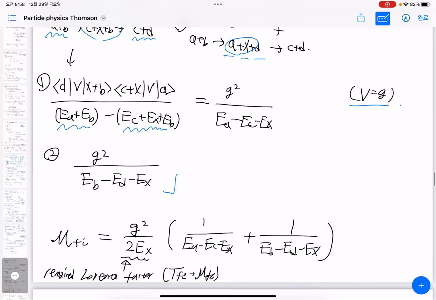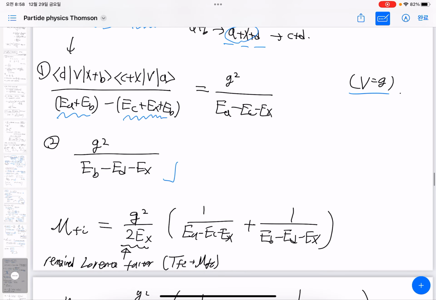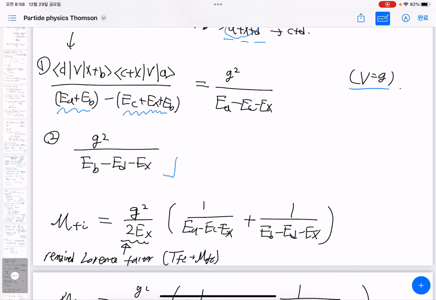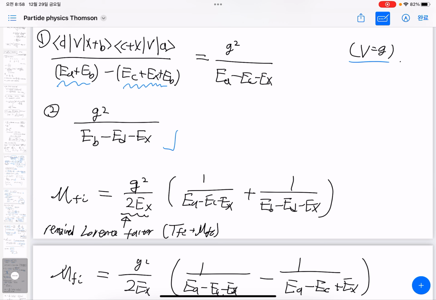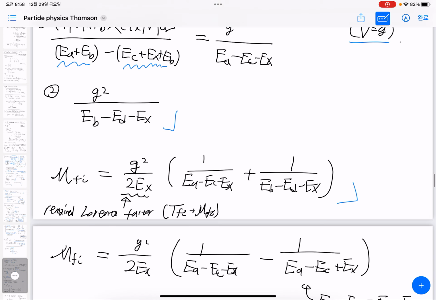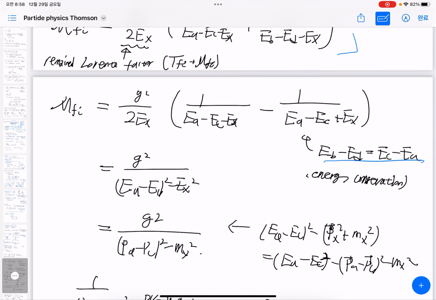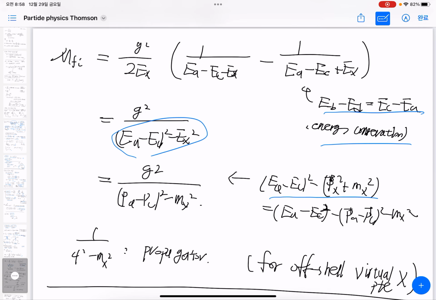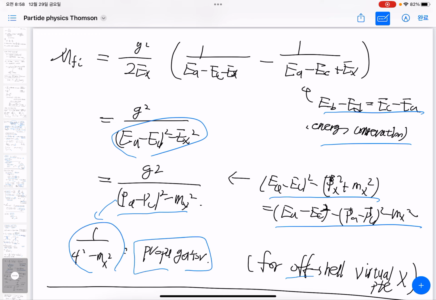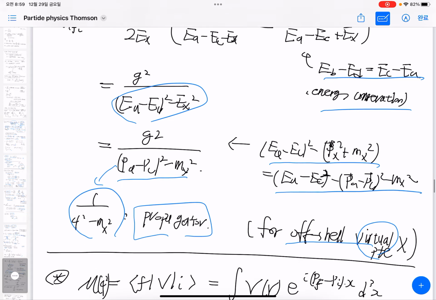So if we add the amplitudes from the two possible diagrams, there are two fractions, the couplings and the remaining Lagrange factors. If we rearrange and do some calculation using energy conservation, the two fractions can be written in such a form, and by using the energy-momentum relation, the remaining term takes the form of one over k squared minus the mass of the X boson squared. So it is called the propagator for an off-shell virtual particle as a mediator.